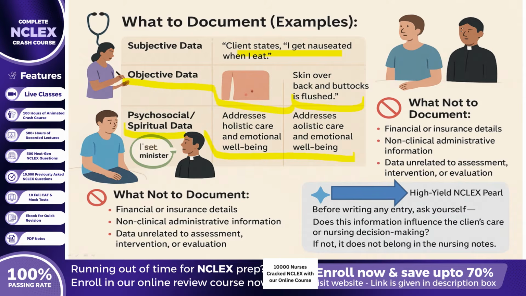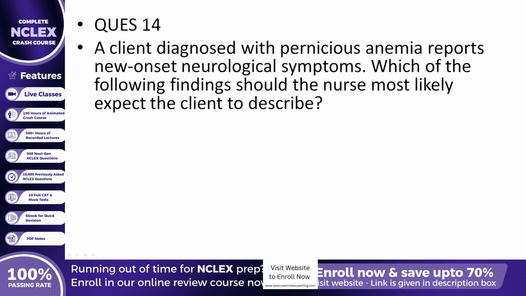Moving forward to our next engaging scenario, let us explore a case that beautifully ties hematology with neurology. A client diagnosed with pernicious anemia reports new-onset neurological symptoms, and the nurse must determine which finding is most likely to be described by the client. The options to consider are as follows.